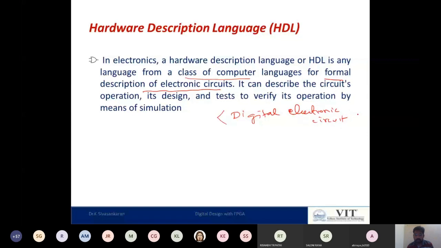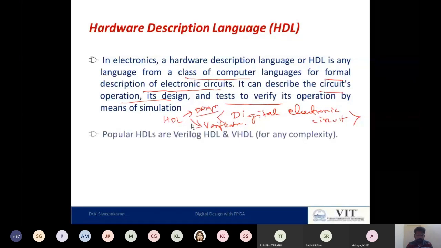We'll be discussing that in detail. It is a formal language used to describe the functionality of digital electronic circuits. So it can describe the circuit operation, that means the functionality, the design, and also verify its operation by means of simulation. So one language can be used for the design and for the verification. For both logic verification and the design, we'll use the same HDL.